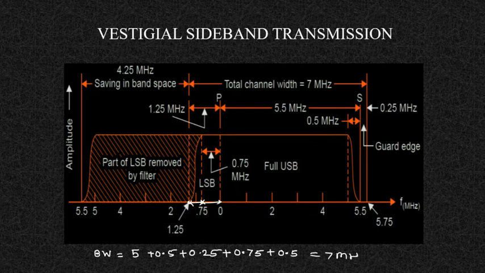Now previously my channel bandwidth requirement was 11.25 megahertz, and if I'm going for a vestigial sideband transmission, I need a total channel width of 7 megahertz. And this is what we are doing. We are taking a vestige of a lower sideband here.